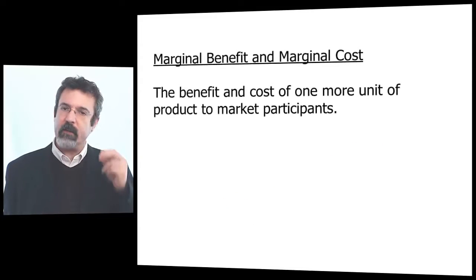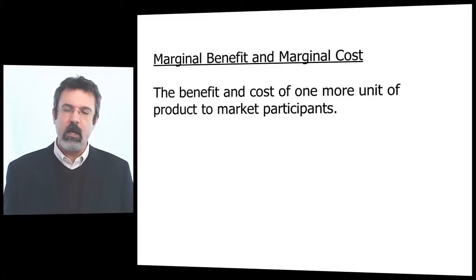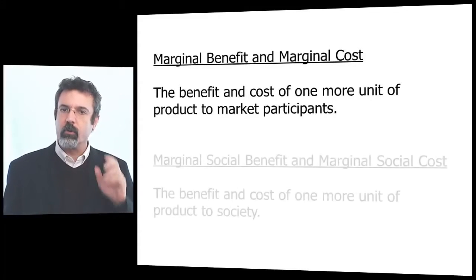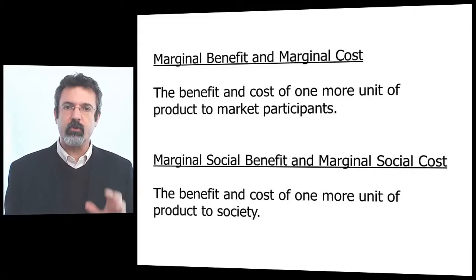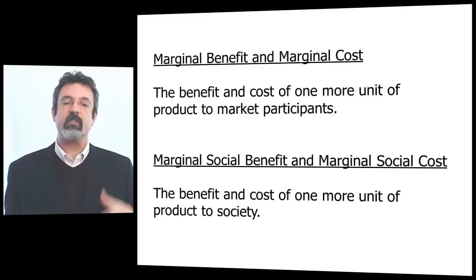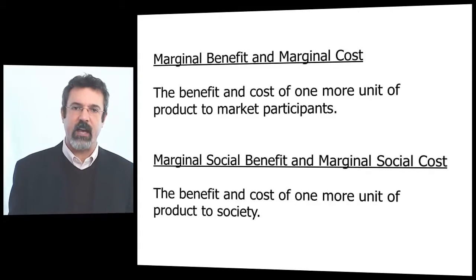Now, marginal benefit and marginal cost talk about the benefit and cost to the market participants. We can also imagine marginal social benefit and marginal social cost. Marginal social benefit is the marginal benefit to society as a whole from the transactions in this market. Marginal social cost is the marginal cost to society as a whole from the transactions in this market.